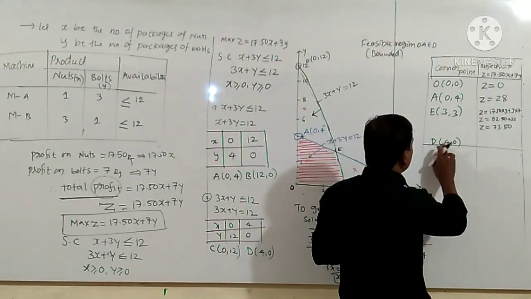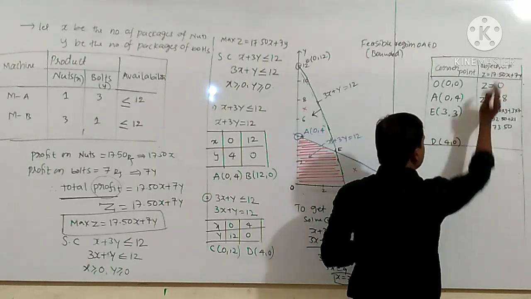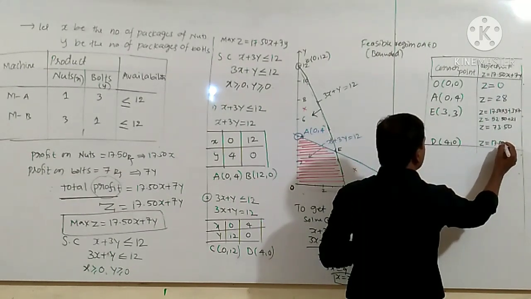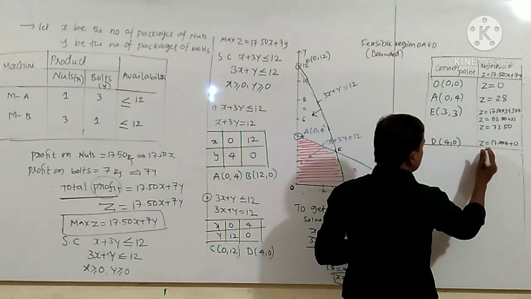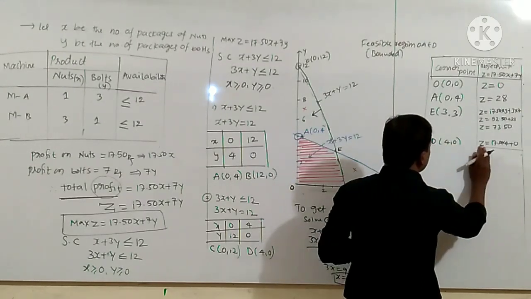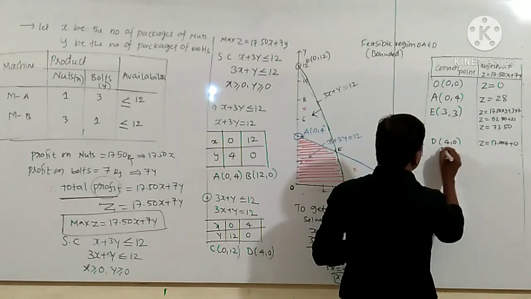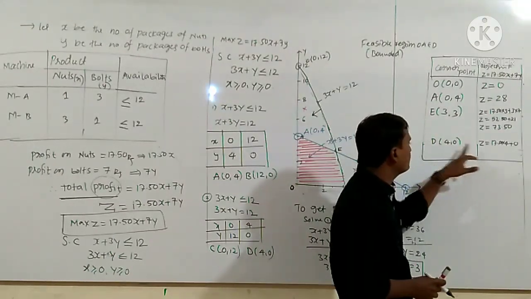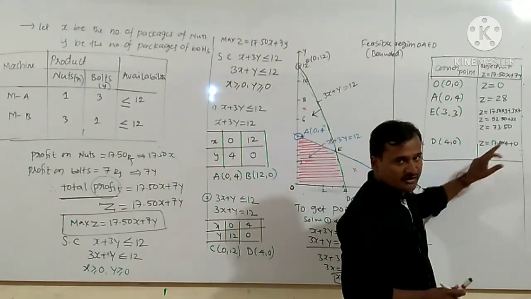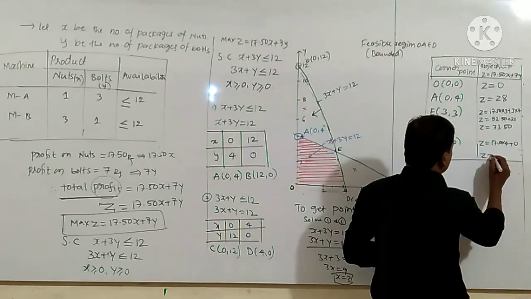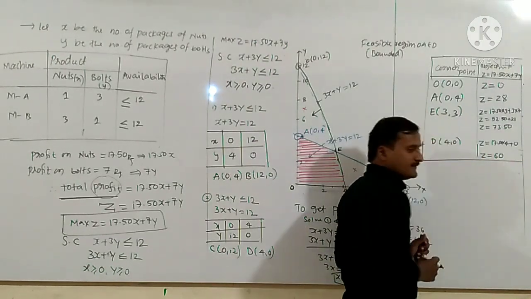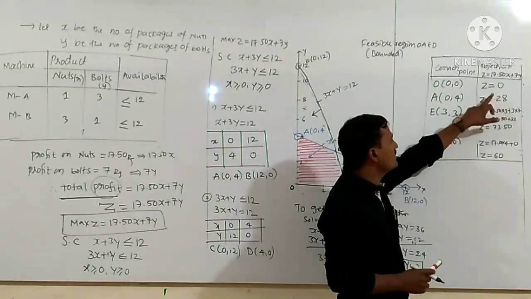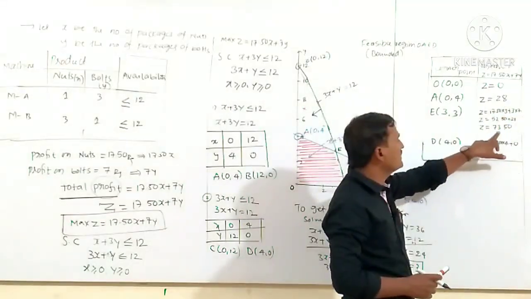So next one is this one. What is the value of D? D is equal to (4, 0). We will substitute this here. So clearly 17.50 into 4 plus 0. What is the value of Z? 17.50 into 4, so clearly I think here you are getting 60, right? So now you got the values of Z: 0, 28, 73.50 and 60.